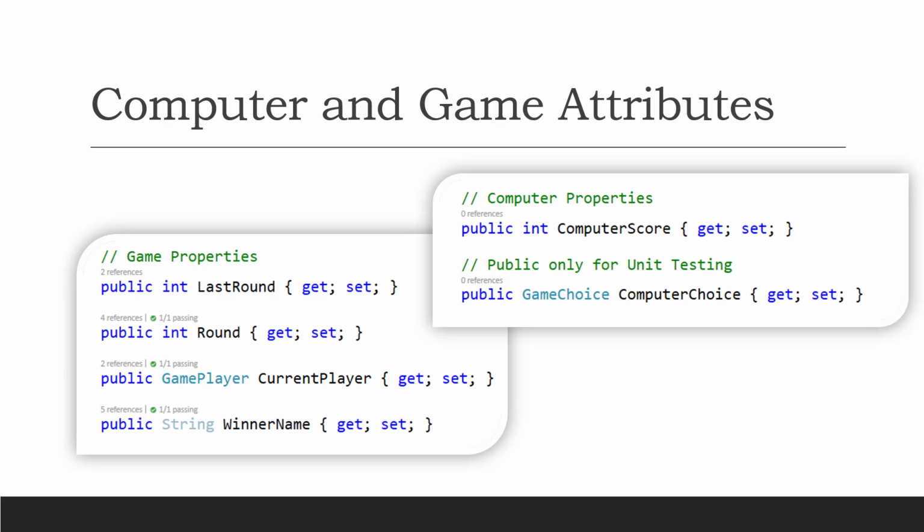And then we've got attributes for the computer. We've got to keep the computer's score and the computer's choice. We also have properties for the game. How many rounds are we playing? What's the last round going to be? What current round are we on? Who is currently playing? And who the winner eventually will be.